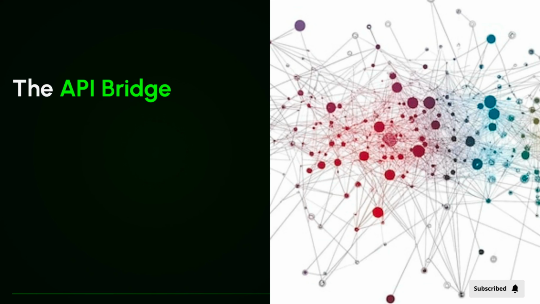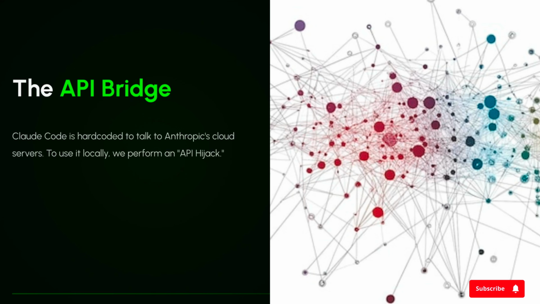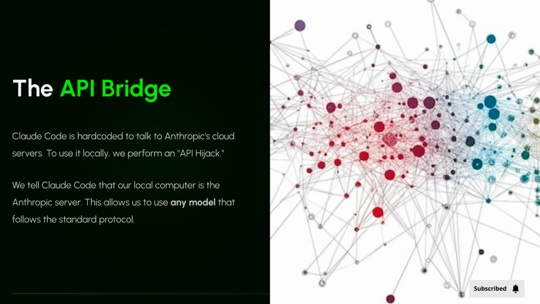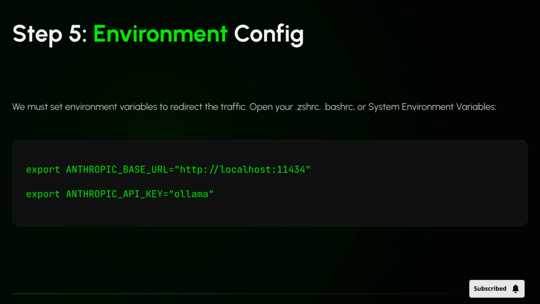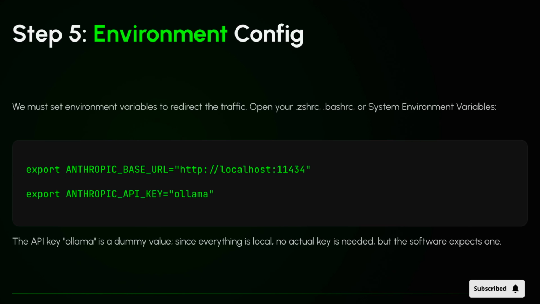The API bridge is necessary because Claude Code is hard-coded for Anthropic's cloud servers. We perform an API hijack to redirect traffic, allowing Claude Code to use any model that follows the standard protocol. Step 5. Configure your environment. Set the ANTHROPIC_BASE_URL to localhost 11434 and the ANTHROPIC_API_KEY to ollama in your shell configuration file. Ollama is a dummy key, as no actual key is needed locally.